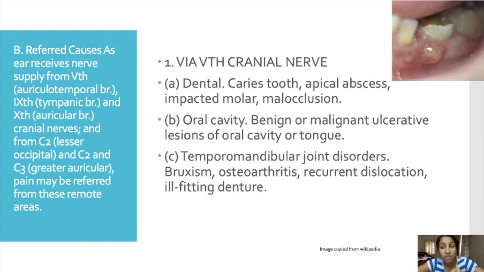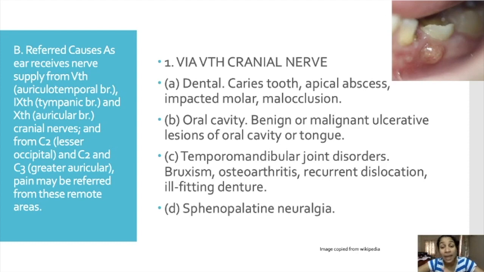Next is temporomandibular joint disorders. This is the temporomandibular joint, right? This is the mandible and this part is temporal, so this joint is known as the temporomandibular joint. Bruxism is grinding of teeth; there is also osteoarthritis of the temporomandibular joint, recurrent dislocation of this joint, or ill-fitting dentures. The denture we are putting won't be proper. These can also cause pain in the ear, otalgia. So these are the causes via the fifth cranial nerve.